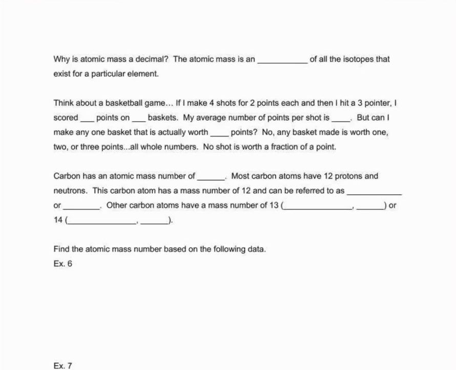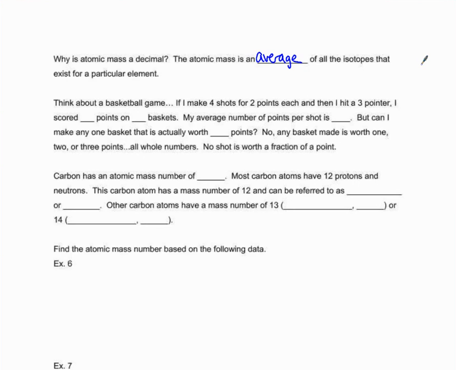So then why is the atomic mass a decimal? Here's the reason. The atomic mass is an average of all of the isotopes that exist for a particular element. Think about it this way. Think about a basketball game.